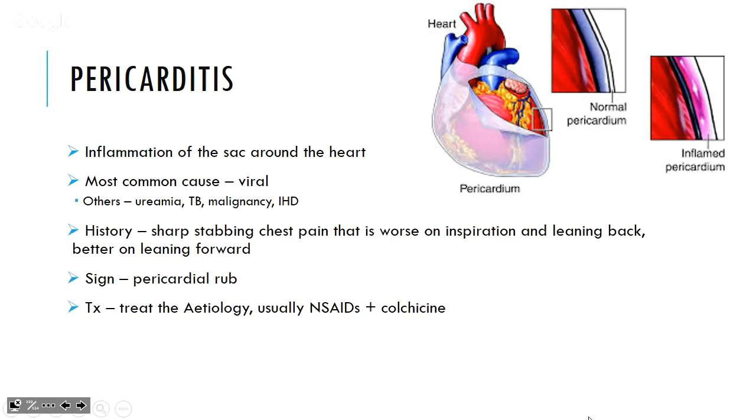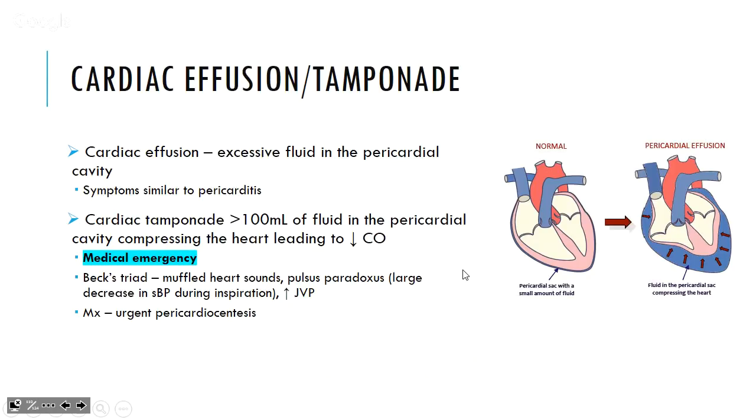So pericarditis, that's just inflammation of the pericardium, the outer sac of the heart. It's usually caused by a viral infection. On the history, in an OSCE, it'll be sharp stabbing chest pain. It's pleuritic, so it'll get worse on inspiration and when leaning back, but it'll get better when leaning forward. On exam, the sign will be a pericardial rub. For treatment, you don't really need to know, but just NSAIDs and colchicine.